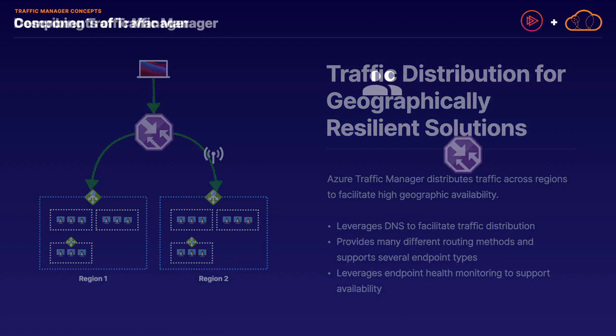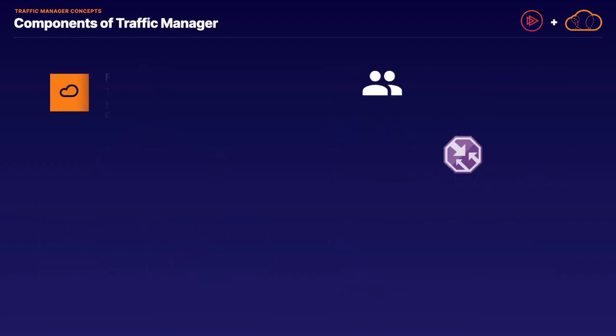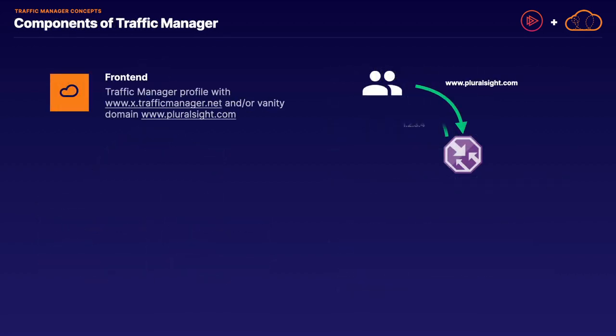So to break down the components of Traffic Manager, what we have is our front end. This is the front end for our Traffic Manager profile, and it's a subdomain that is provided for us, such as x.trafficmanager.net. And then we can use a vanity domain or custom domain like pluralsight.com to cover up that Azure Traffic Manager provided subdomain.